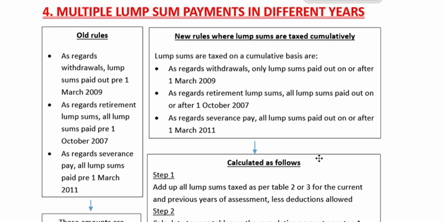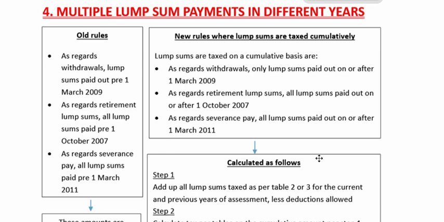I've had requests for discussions on lump sums, most notably multiple lump sum payments in different years. So what I just want to do is I've just prepared a small little summary set for you, just discussing this. And I've also prepared an example to go through this. So let's just go through some of the theory first.